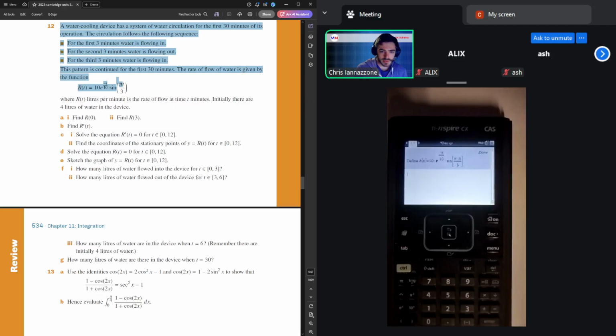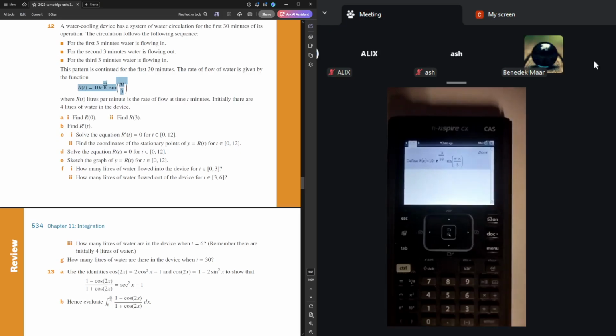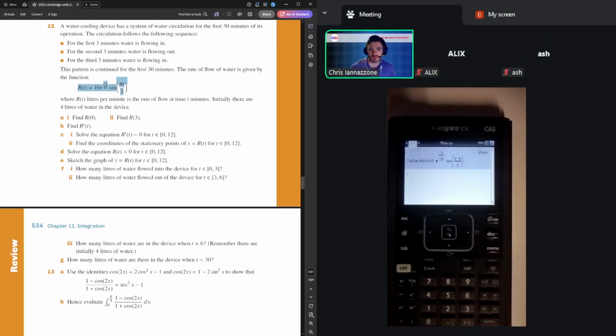First, let's get some background information. Okay, so we've got a water cooling device. For the first 30 minutes of operation, the circulation follows this sequence: water flows in for the first 3 minutes, then for another 3 minutes water flows out, in, out, for a total duration of 30 minutes. The rate of flow of water is given by this function. Although it's got the f of x notation, this is effectively a derivative. It's the rate of flow over time, not the actual number of liters, it's the number of liters per minute. So we'll treat it as if it was a derivative equation.